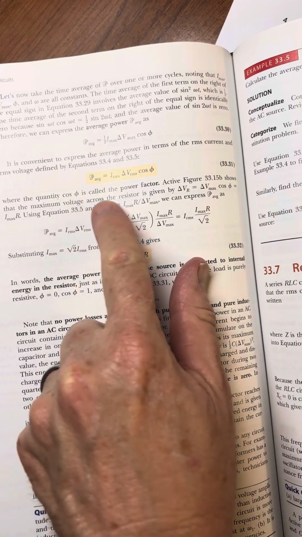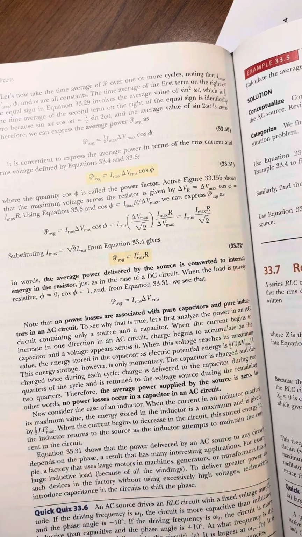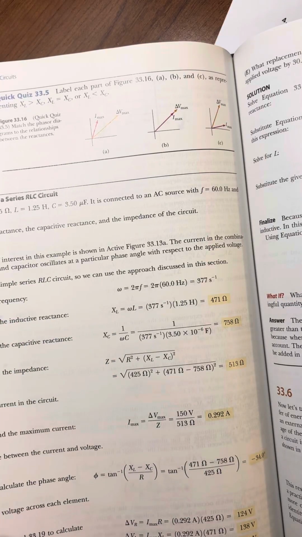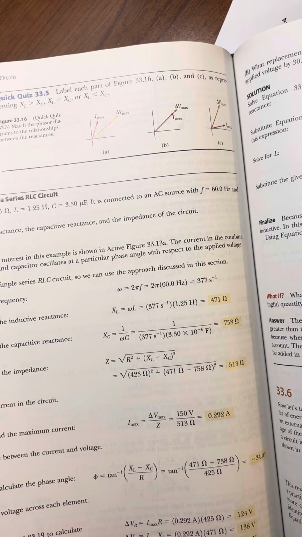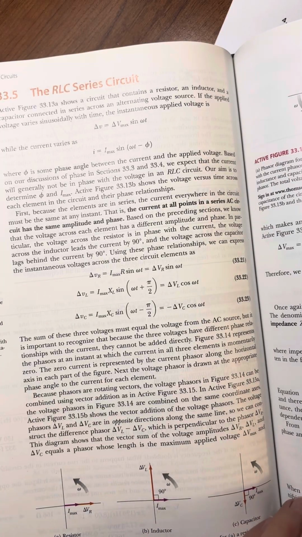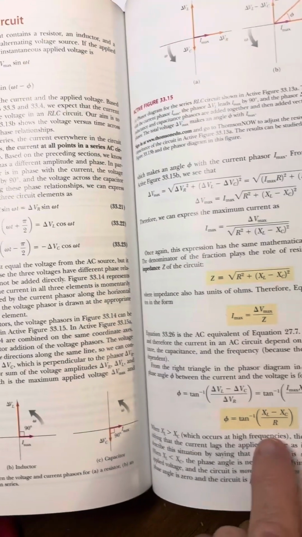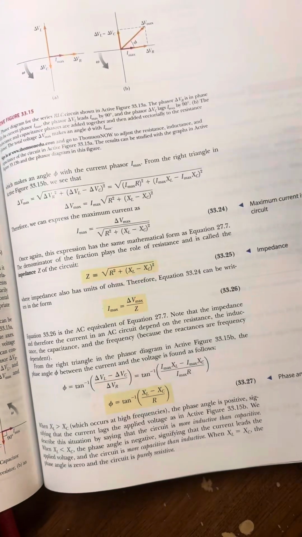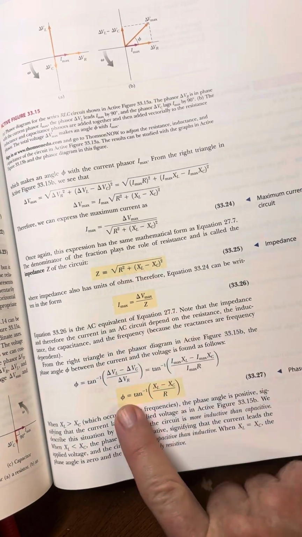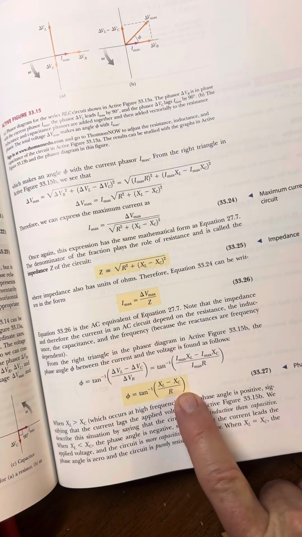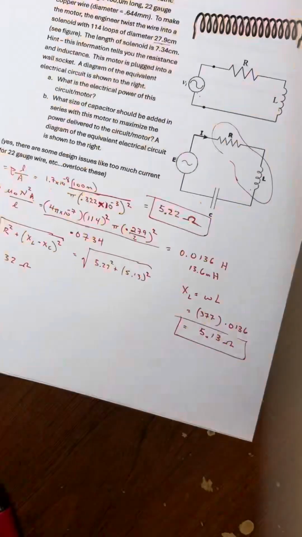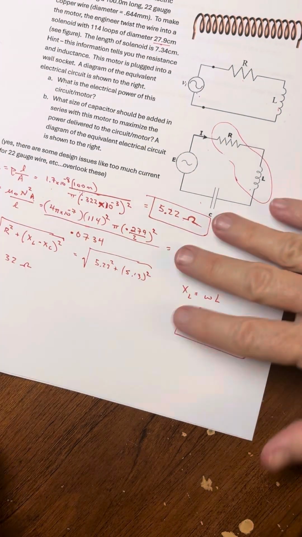This cosine phi is called the power factor. And phi is from the discussion a little earlier back here, where you can get your current from the impedance and you can get your phase angle from the reactance and the resistance. So let me do that.